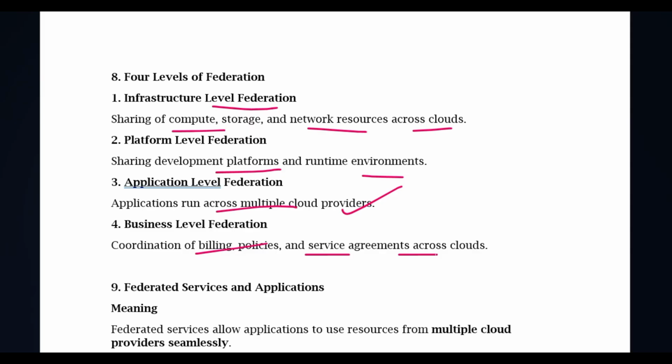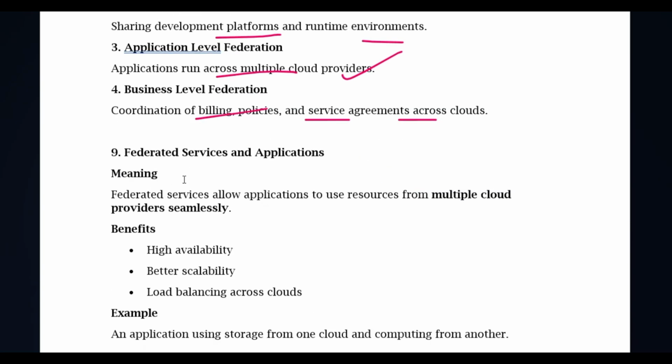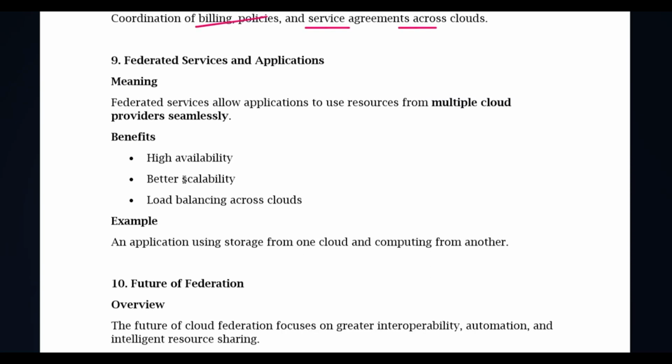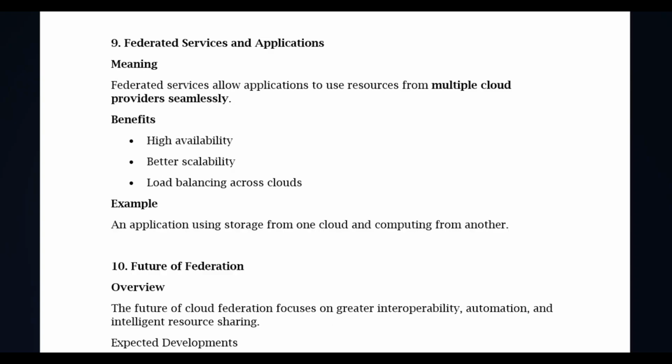सो दिस इज जस्ट अ लेवल ऑफ फेडरेशन कि हम किस लेवल तक अचीव कर पा रहे हैं फेडरेशन, उसकी जस्ट एक मैपिंग हमने बताई हुई है. So this is all about the levels of federation. Then there is a topic called federated services and application. It simply means that federated service allow applications to use resources from multiple cloud service provider seamlessly.